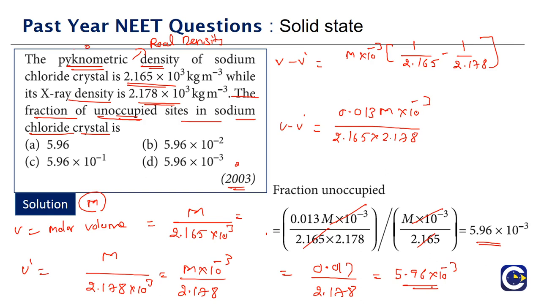So that's why the volume, in case of molar volume, will be higher. X-ray density based volume will be lesser, because it is only considering the volume that is occupied by the sodium or chloride ions. So the difference between them is the unoccupied sites, and we are looking at the fraction of unoccupied sites. Clear? So the answer for this one is 5.96 in 10 power minus 3.